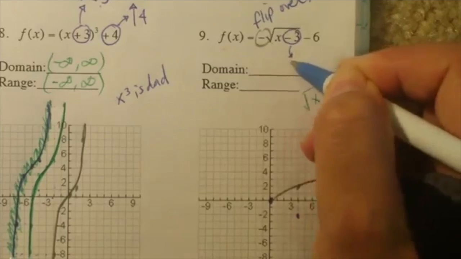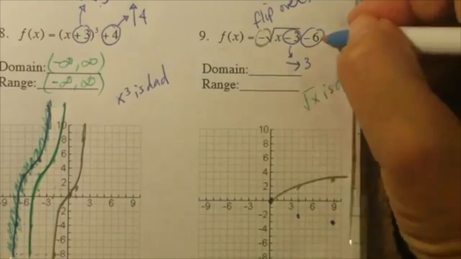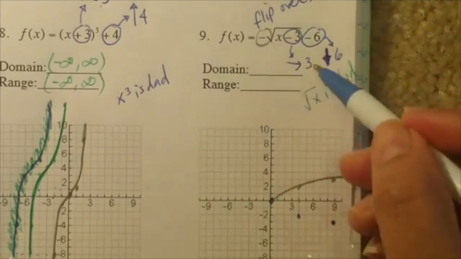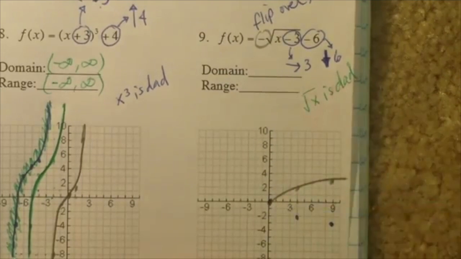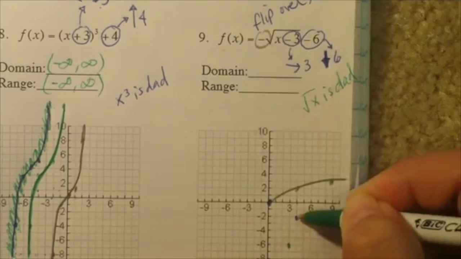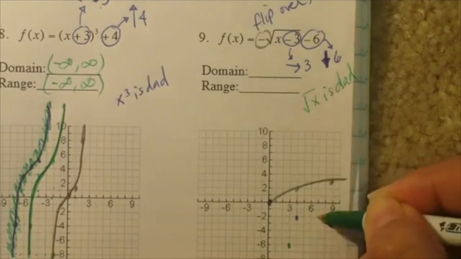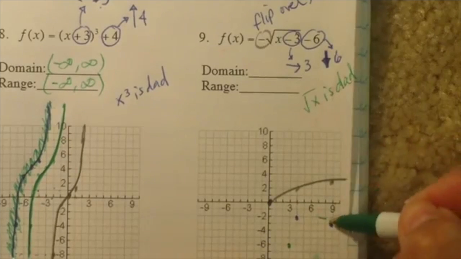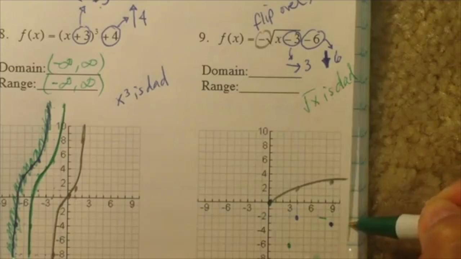And now we're going to do -3 is going to be right 3, minus 6 is going to be down 6. So we're going to move every point right 3 and down 6. Remember, it's the blue one, not the original one now. Every single point, right 3 and down 6.